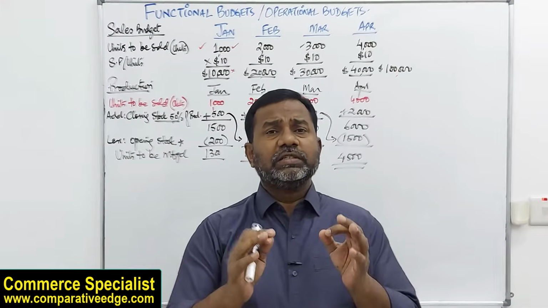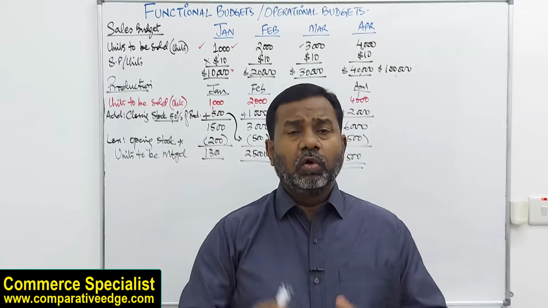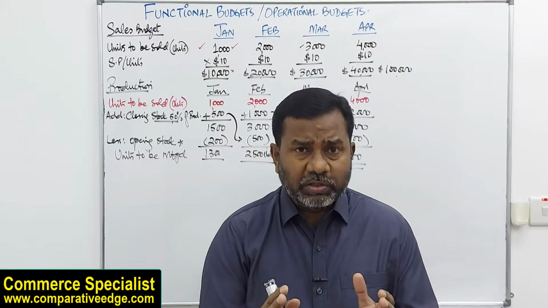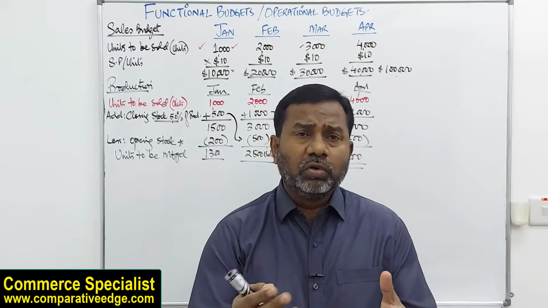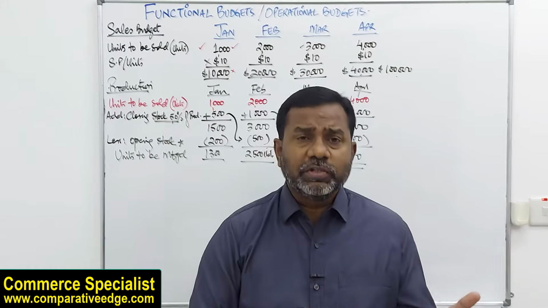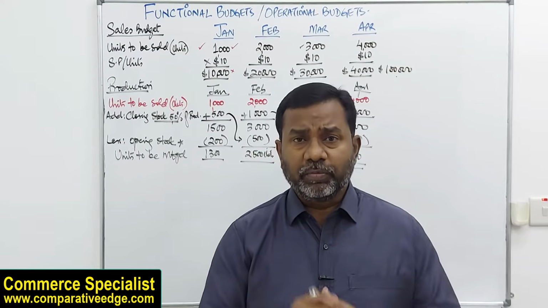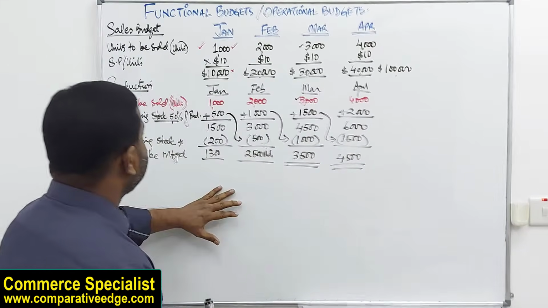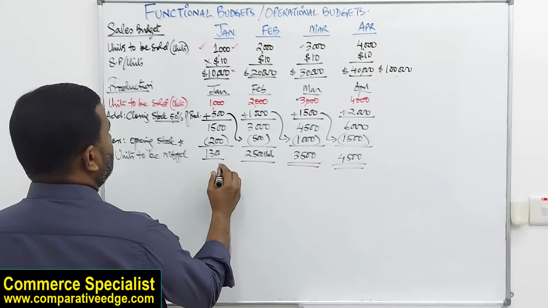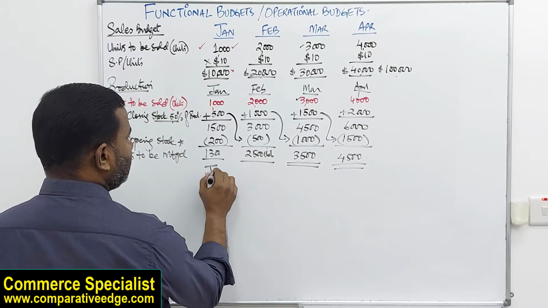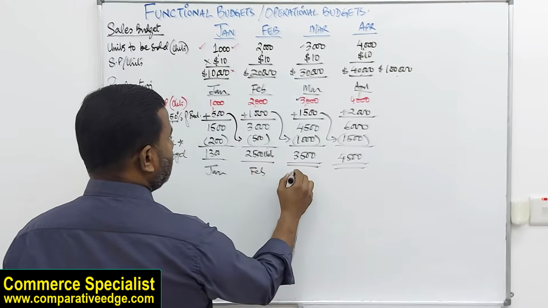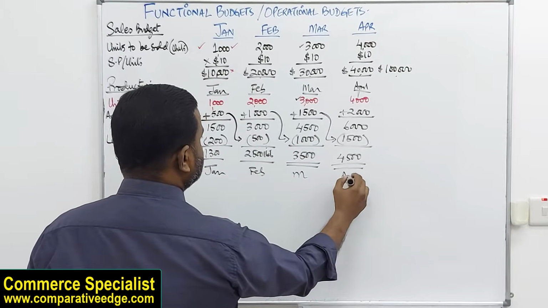Ladies and gentlemen, this is how production budget is made. Once you have prepared the production budget, after that it's up to you. Do you want to make raw material purchase budget or labor budget? It's up to you. So I am preparing raw material purchase budget. We have space here. Same January, February, March and April.